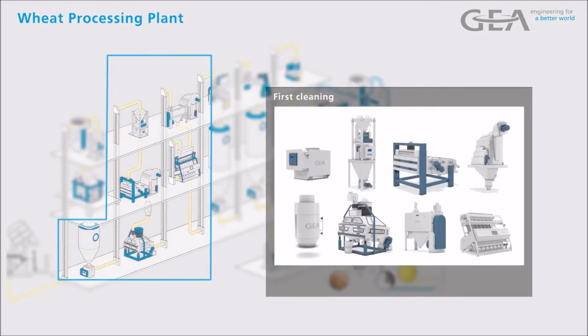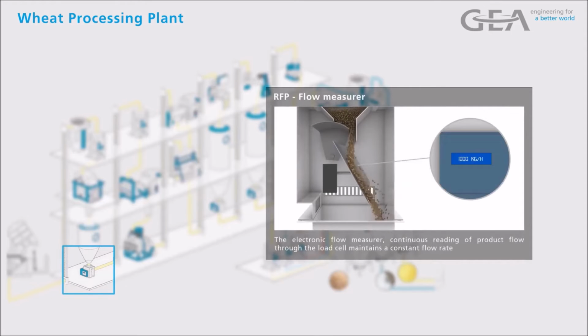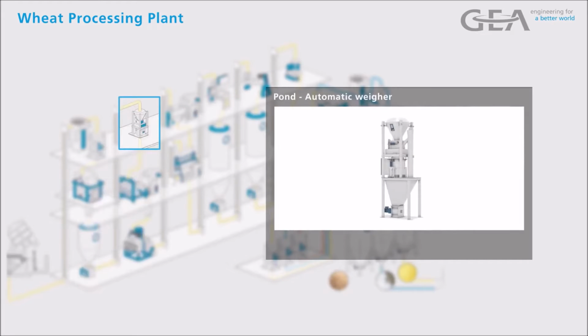First cleaning. This is the processing step in which all impurities are removed from the product: sand, dust, straw, various seeds and cereals, unsuitable kernels, small pebbles, various foreign bodies. RFP flow measurer. The electronic flow measurer, continuous reading of product flow through the load cell, maintains a constant flow rate according to the set point requested by the operator. Pond, automatic weigher.